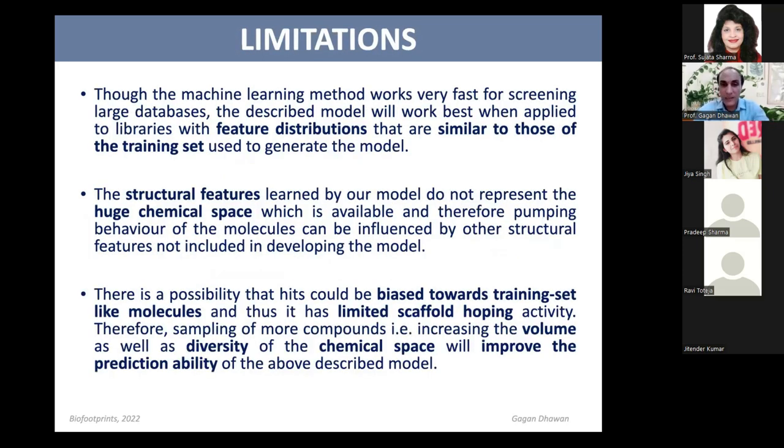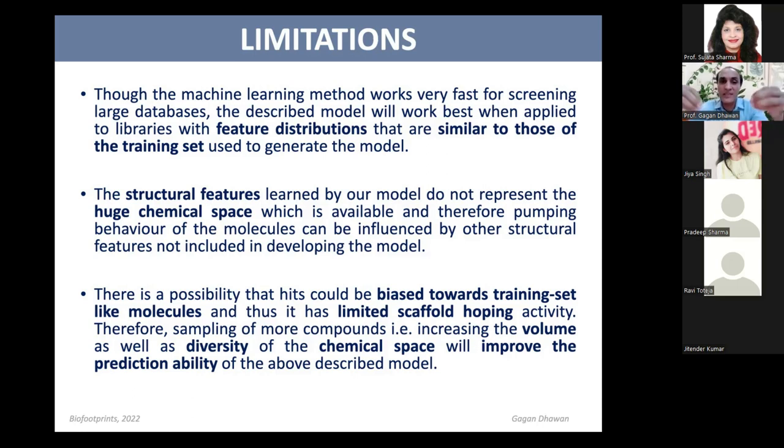But the problem is, we did it for 1475 molecules, but there are certain problems which we want to improve. This learner is already developed, and more and more molecule experimental data people are sharing with us, and we are feeding it in. Through this machine learning method, though it works very fast for screening large databases, the model will work best when applied to libraries with feature distribution similar to those of the training set which was used to generate the model.